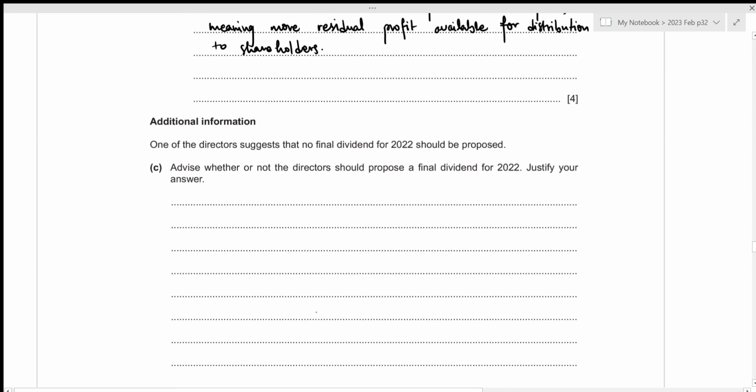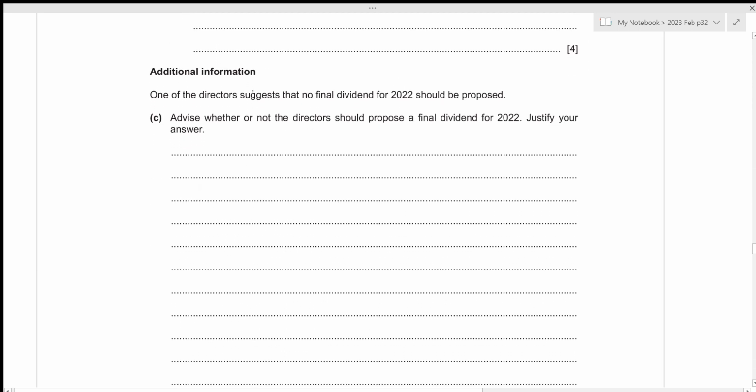Now this concludes the second part. We're again given additional information. One of the directors suggests that no final dividend for 2022 should be proposed. We need to advise whether or not the directors should propose a final dividend for 2022.